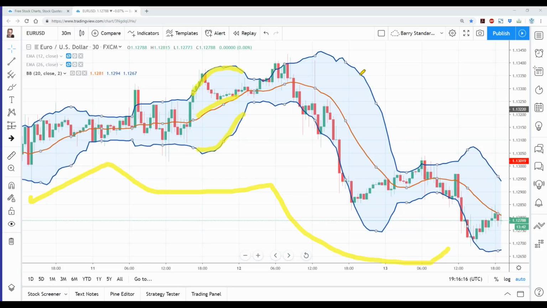Now, the width of this band does give us a piece of information. The wider the band, the more volatile the market is. The more contracted the band is, the lesser the volatility in the market. So that helps us off the bat for one important thing.